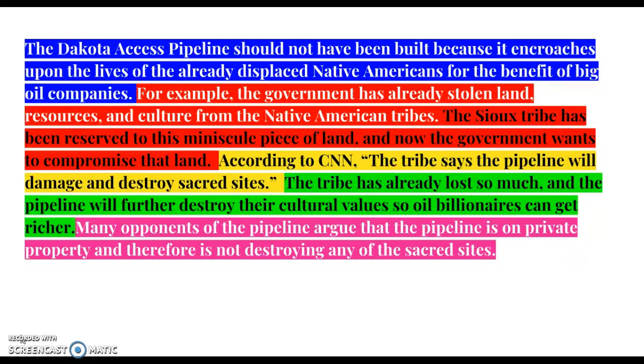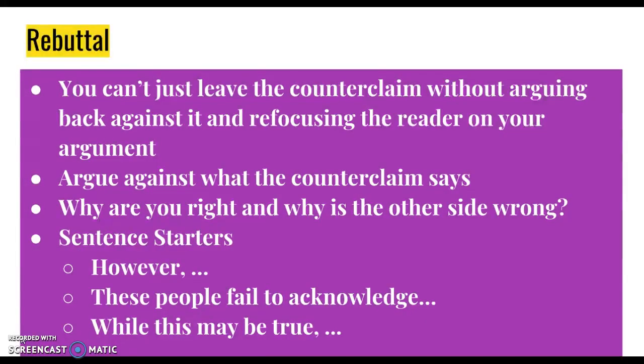Next, after your counterclaim, you can't just leave your counterclaim there all by itself without arguing against it, or you're contradicting yourself, and then no one's going to buy into what you're saying. So, you argue against what the counterclaim says in your rebuttal. So why are you right and why is the other side wrong? Some sentence starters for that are, however, these people fail to acknowledge why this may be true, and there's many others you can use, but those are some simple ones.